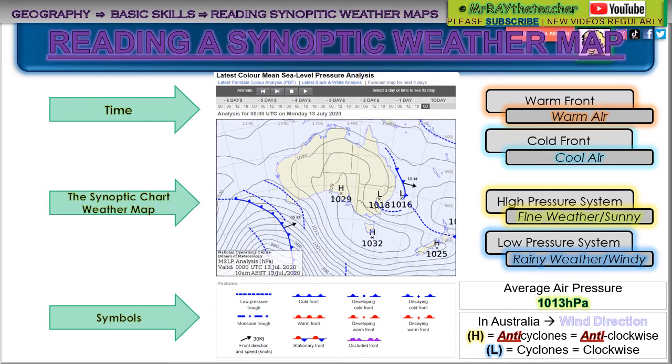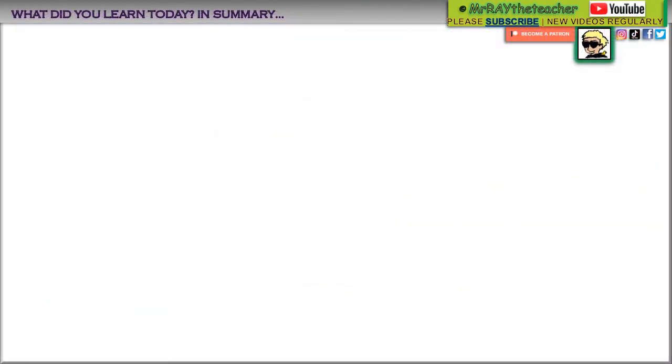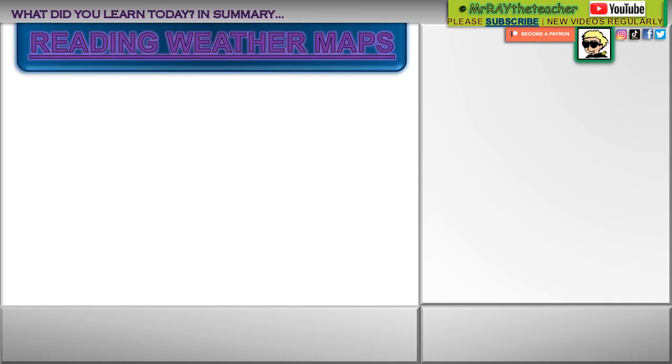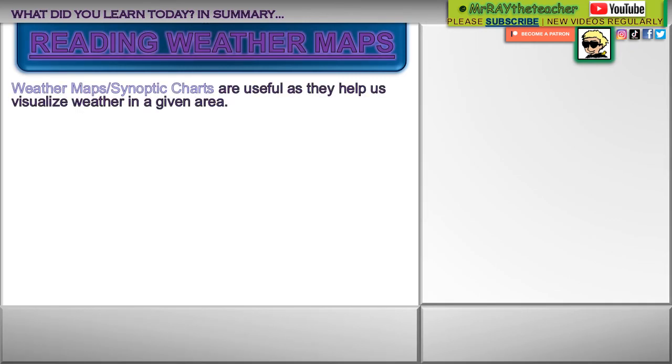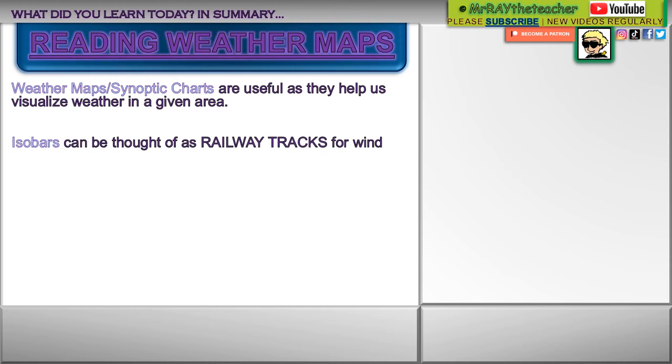All right, so let's wrap things up. So what did you learn today? If that's what someone asks you, please don't waste the taxpayer dollar. If you go to public school, you learned about weather maps, synoptic charts, and how to read them, and how they're useful because they help us visualize weather in a given area. Isobars can be thought of as railway tracks for wind.